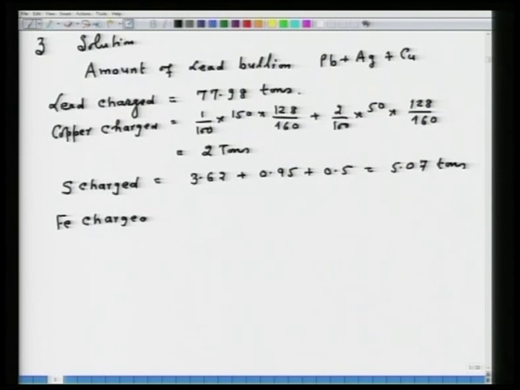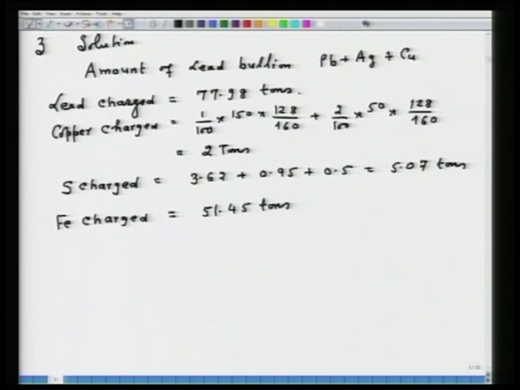From all the sources from where iron is charged, as I see in the problem, the source of iron is sinter, that is Fe2O3, which is 19%, and cinder, which also contains 90% Fe2O3. So, you have to consider both the sources. I have just calculated, and I leave the calculation for you, that will come out to be 51.45 tons.